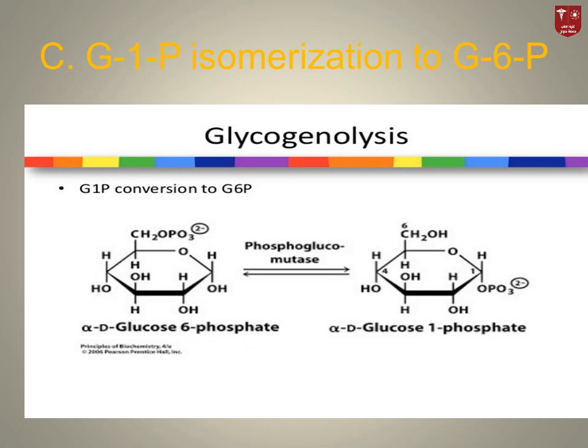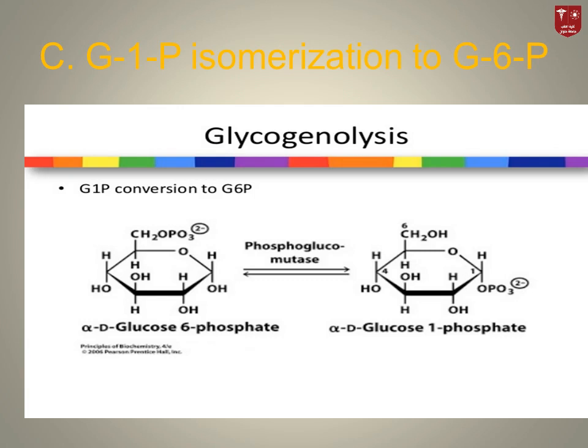After we break down our glycogen molecule by glycogenolysis, the glucose is released in the form of glucose 1-phosphate. So after the action of the phosphorylase enzyme on the glycogen molecule, the glucose is released in the form of glucose 1-phosphate. This is the end product of glycogenolysis.